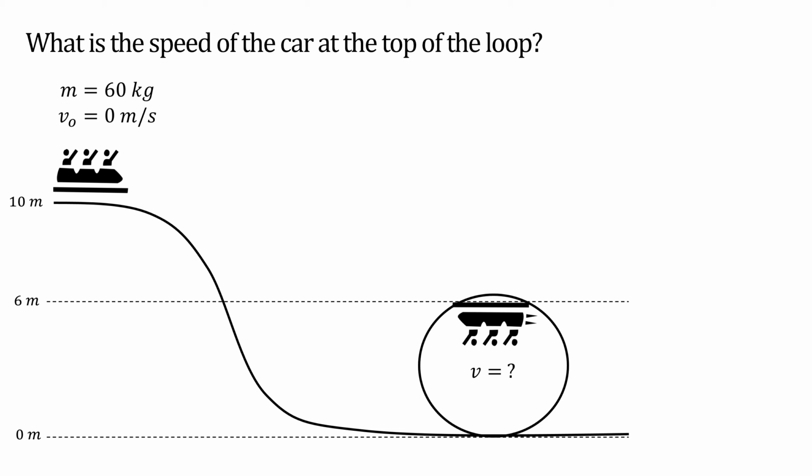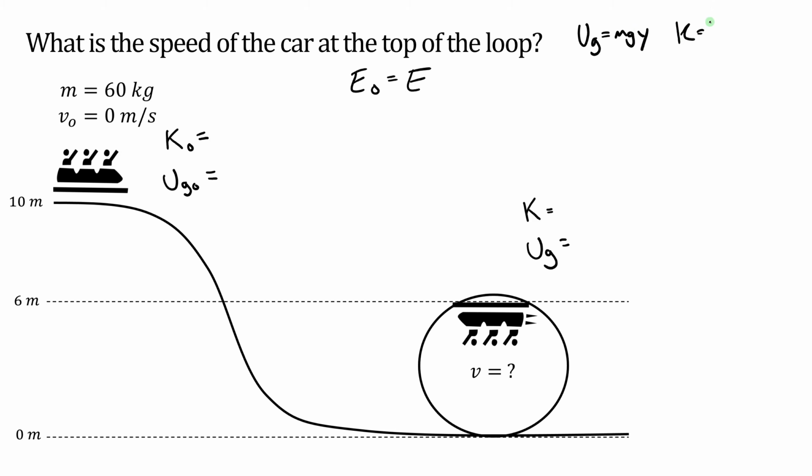Well, I would look at the energy in the beginning, E naught, and know that it is equal to the energy at the end. So in the beginning, I'm going to have some mix of kinetic and potential, K naught and U naught. Then at the end, I'm going to have some mix of kinetic and potential. And remember that at any point, the potential is going to be mgy, and the kinetic is half the mass times velocity squared. I'll put that up there just as a reference.